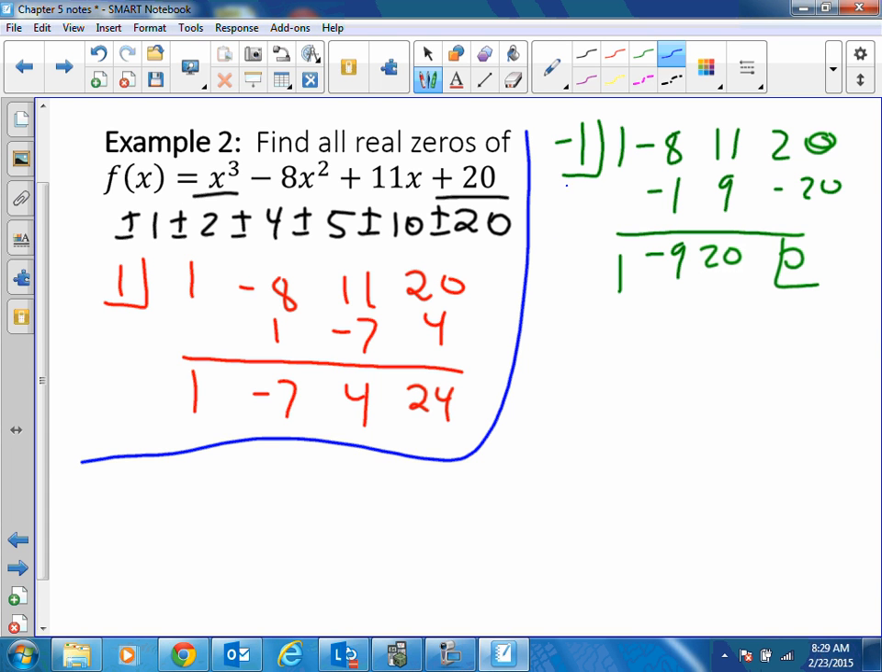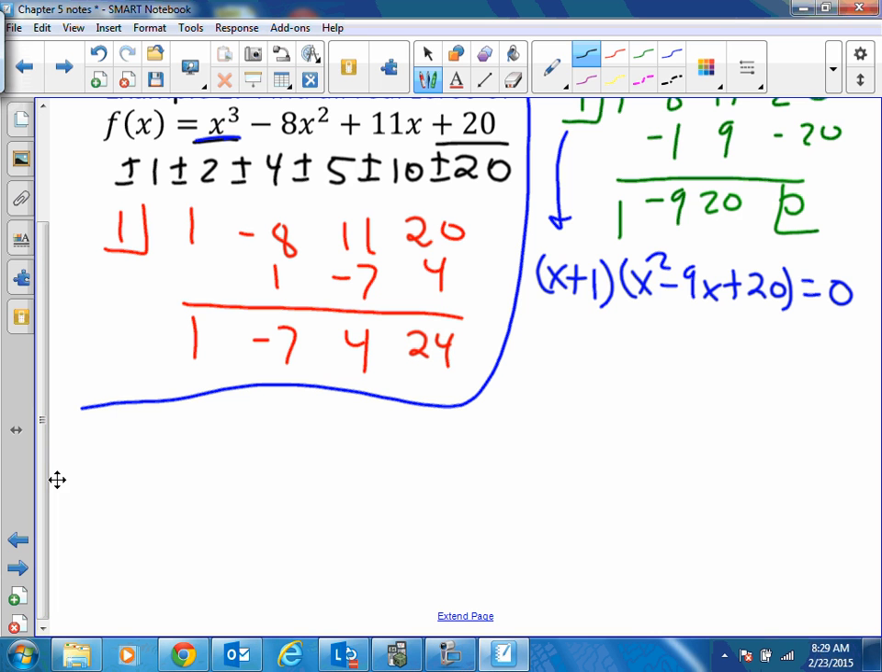So we rewrite this as x plus 1. We rewrite this as, remember we did x cubed, and we divided by an x, so it's going to be 1 less x. So it's going to be x squared minus 9x plus 20 equals 0, because we're trying to find zeros. Okay? Now, we have it as a nice quadratic that we can factor.